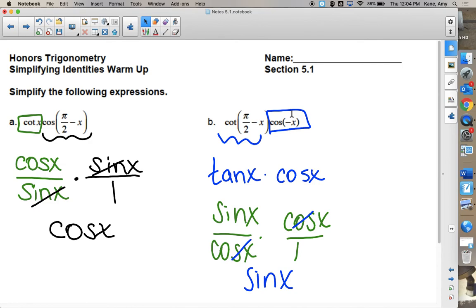Is it just on like the study sheet? Yeah. Yep. So it's not like you're not simplifying. Literally, I will say, what is the reciprocal identity for sine? And you will say 1 over cosecant.